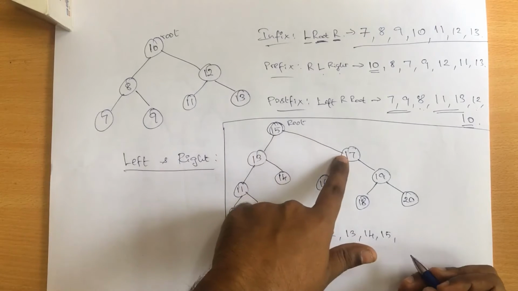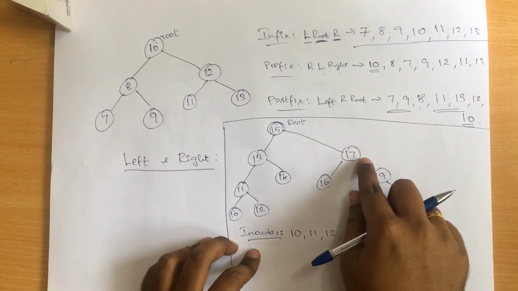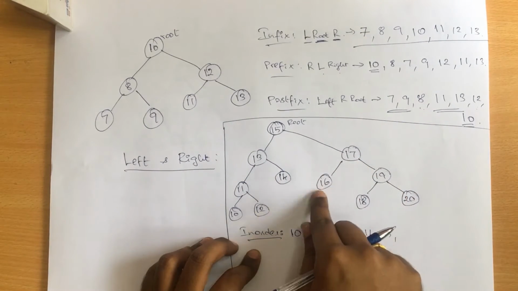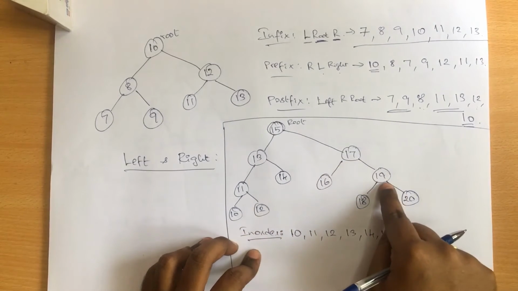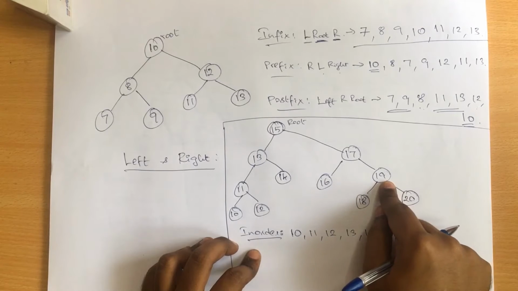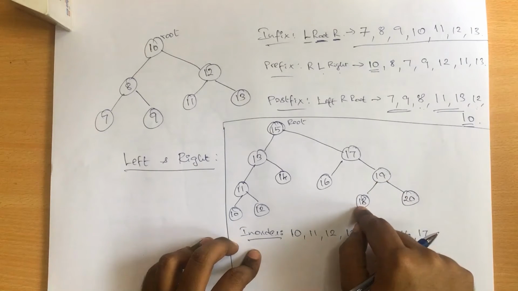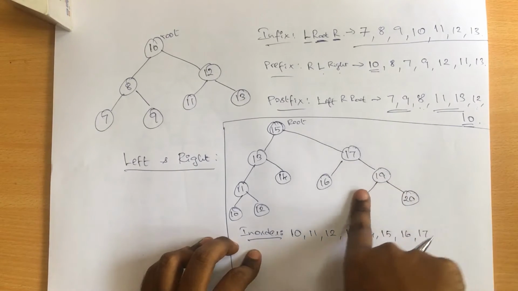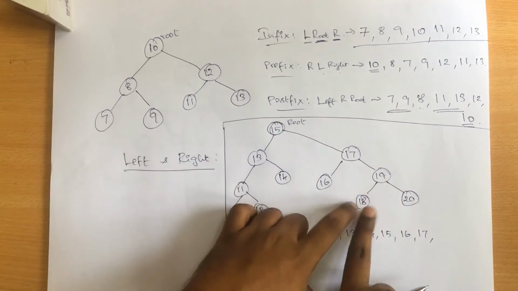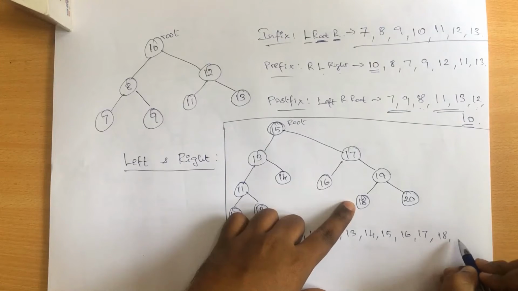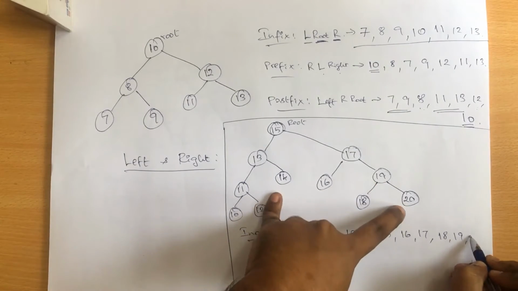After that, I'll move to the right side. So when I come back to 17, 17 actually has a left node. So I have to print 16 at first, then 17. After 17, we'll move to the right node, but I can't directly print 19 because 19 has a left node, right? If I didn't have this 18, then I could actually print 17, 19 and 20. But here I have a left node, so I have to proceed with the left node first, then the root node, and then the right node.